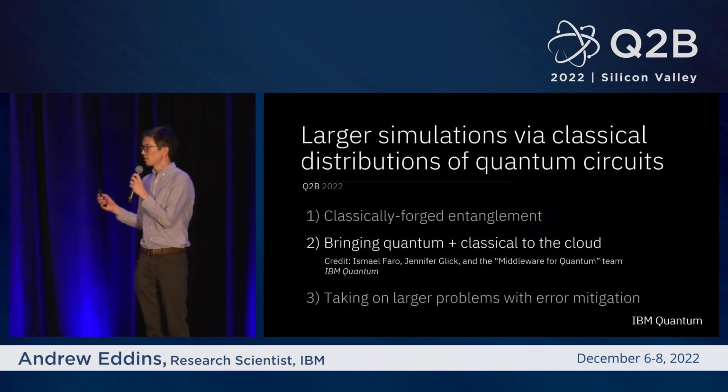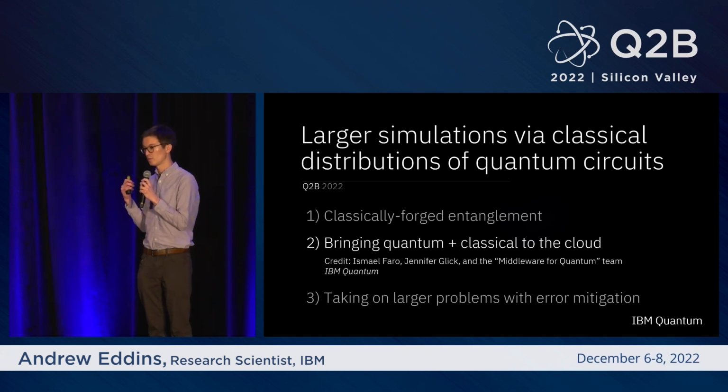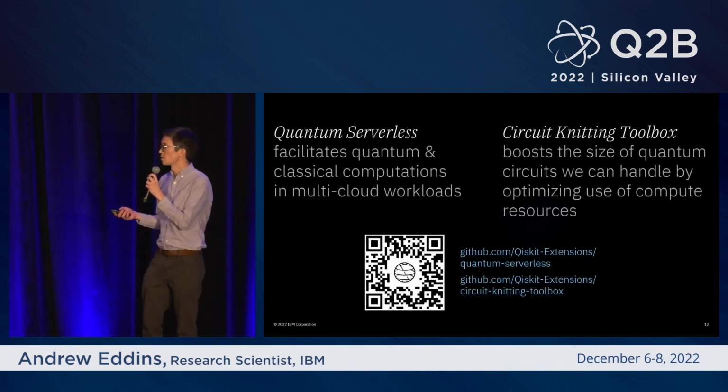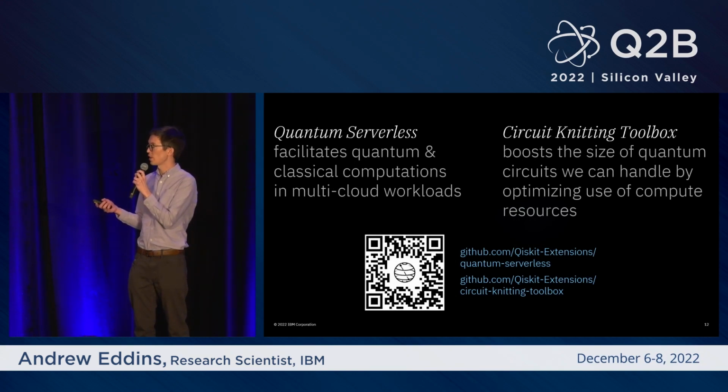Now I'll change gears a little bit and talk about some of the work that's been done to try to move entanglement forging and also related techniques from being a research topic into being really a research tool that people can more easily take and use for their own applications. A lot of this work was done by the middleware for quantum team, especially Ismail Faro and Jennifer Glick. Just to advertise, they've made these packages available, Quantum Serverless and the Circuit Knitting Toolbox. These are now publicly available on GitHub. There's a QR code here.